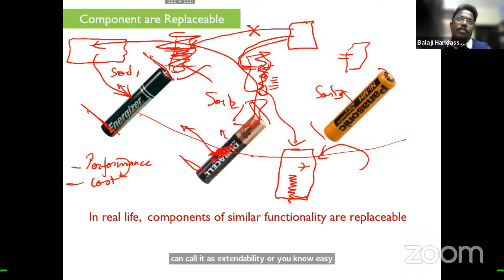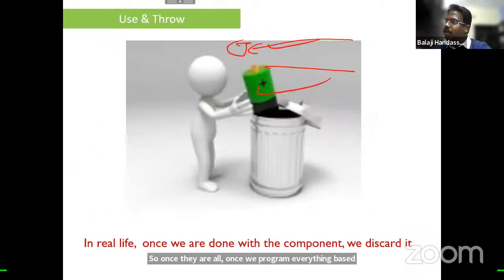Okay, it's just jargon terms. We don't need to worry about jargon. We can only think about how we can do it. So once we program everything based on interface, programming becomes so easy, so nice. Okay, it's more enjoyable.